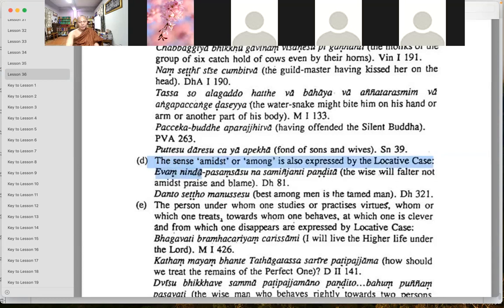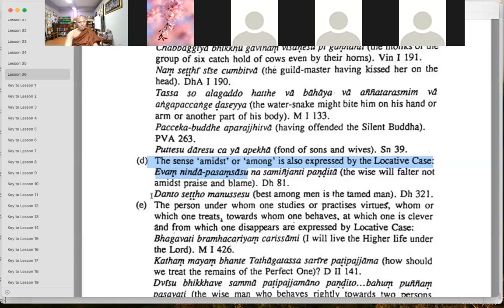So now here, Nainda Basansa Su, between praise and blame, amidst praise and blame, but with the locative case. Na Samenjeti Bandita, the wise are not moved. That one is also actually a branch of place, but not physical things. It is just an abstract sense, just a notion or an idea. Praise cannot be physical. Blame also cannot be physical. So just a notion or just an idea, that is one kind.